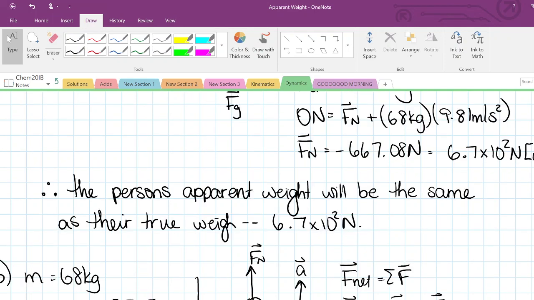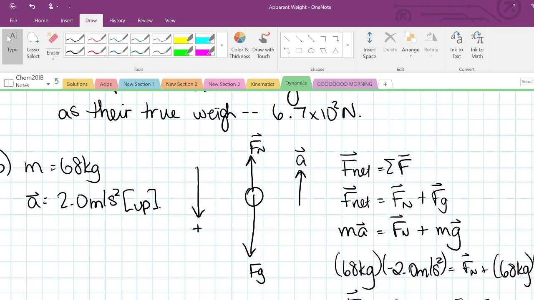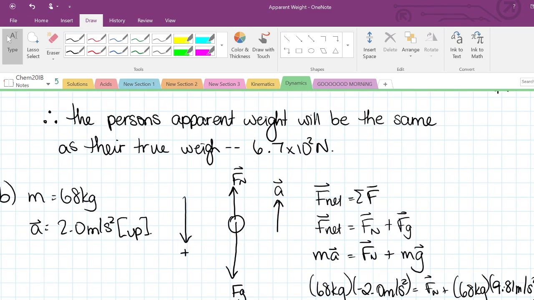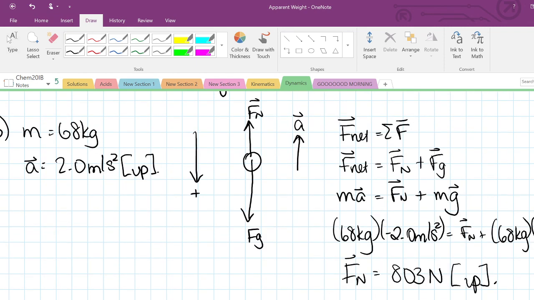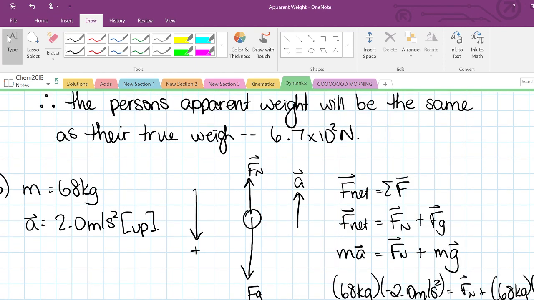Okay. Now, the second scenario is, well, what happens if the person is decelerating? Their acceleration is 2.0 meters per second in the upward direction. So that means that if they're decelerating, for an instant, their inertia is going to want to keep them moving in the downward direction. But all of a sudden, they're going to start slowing down, right? The elevator is going to start almost appearing to move up into them because it's slowing down, and the person is still traveling at the original velocity.